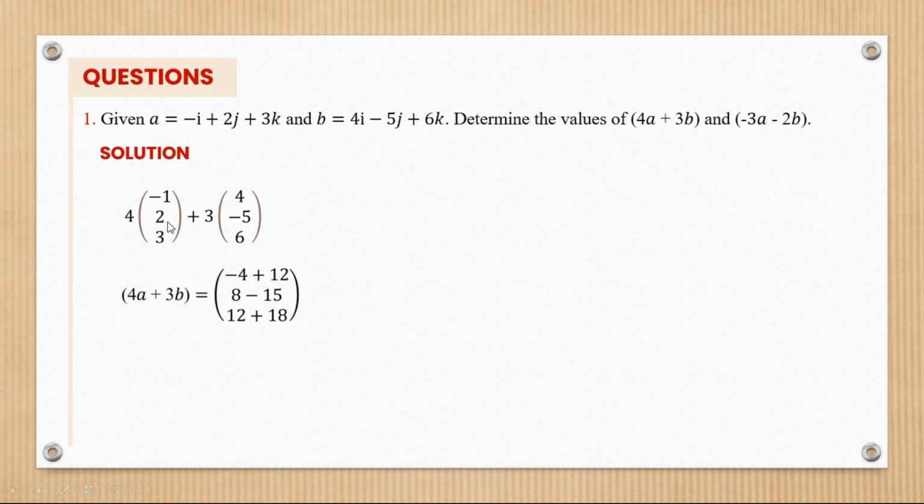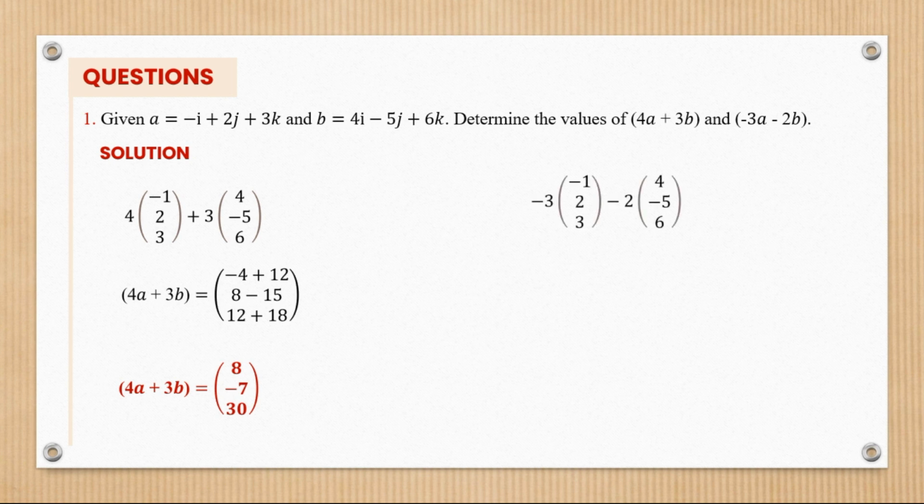And then next I have 4 times 2, which is 8. And then plus 3 times negative 5, which is negative 15. So I'll have 8 minus 15 because this plus sign will be affected by the negative. So next I have 4 times 3, which is 12, plus 3 times 6, which is equal to 18. And therefore, I'll have 4a plus 3b being equal to the column 8, negative 7, 30, which is the same as 8i minus 7j plus 30k. So as you can note, this is just another way of representing them, and this is also okay. So you can leave everything in column form, and that will be fine.